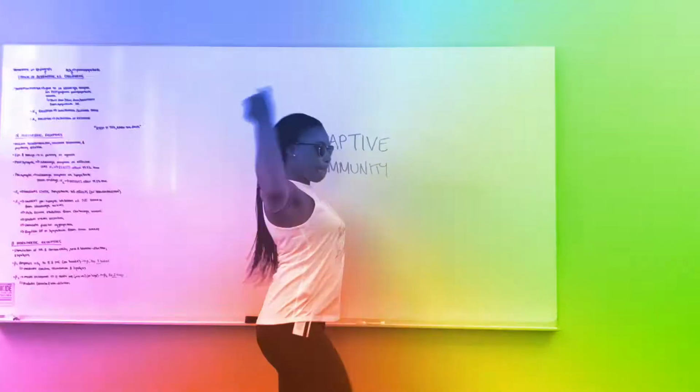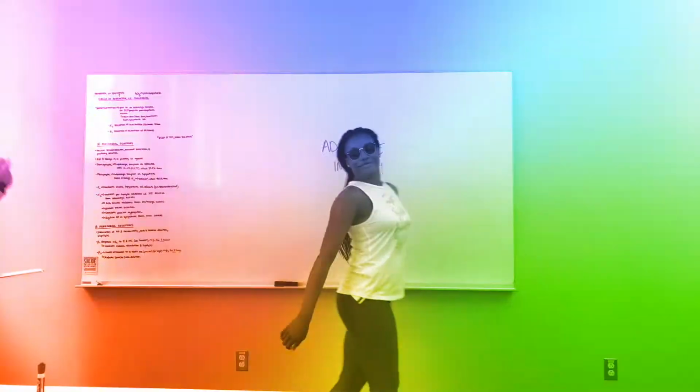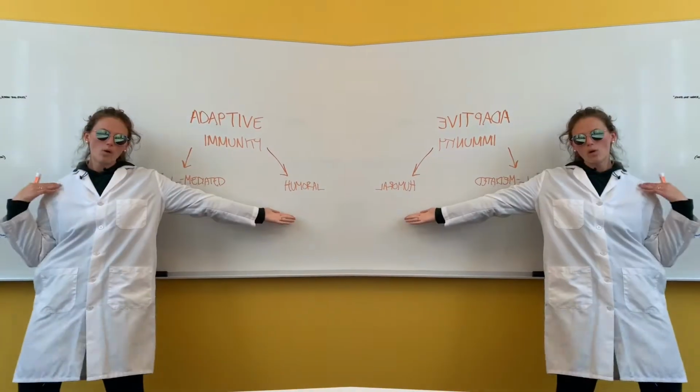Adaptive is the other branch, has great memory, takes time to develop but responds specifically. Break it down one step further. Adaptive branches into cell-mediated and humoral.